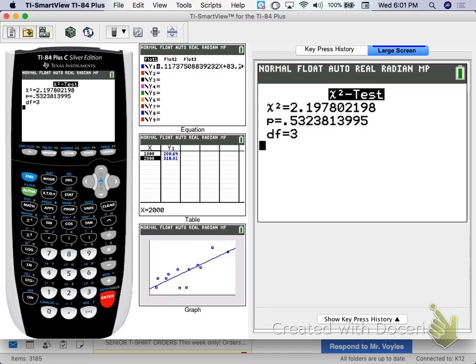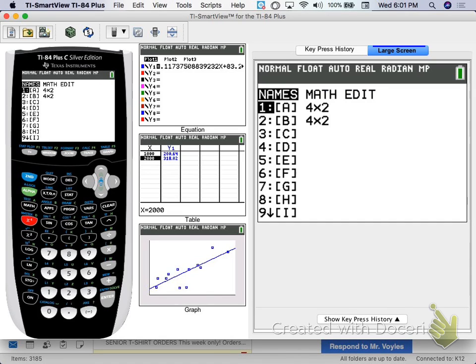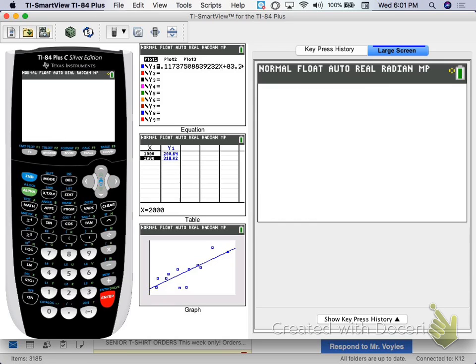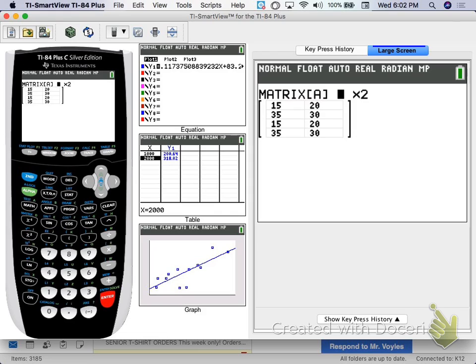Okay, so I'm going to go back to my matrix menu. And we're going to edit matrix A. Okay, we're going to change the size. So let me get back to my paper here. This one is going to be 2 rows. And it's going to be 3 columns.